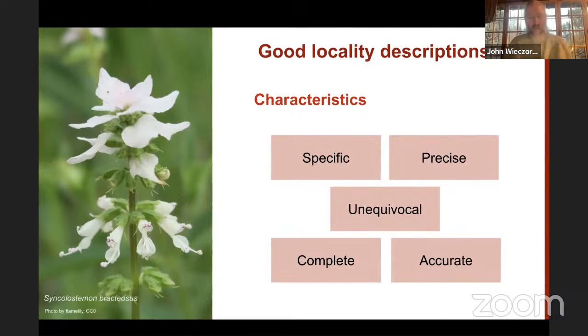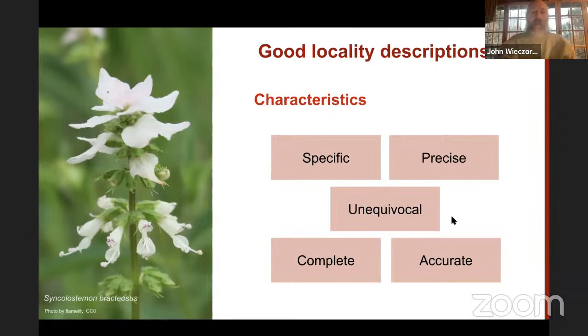It's precise in that we're not describing it in measurements that are less precise than what we need to actually get the specific place specified. Unequivocal means that there's no ambiguity. When I tell you the place, you should be able to reproduce it. You should be able to look at a map or whatever and find exactly the same place.